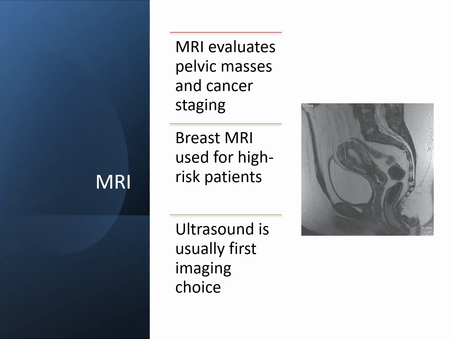Jump to MRI. So what is MRI used for in the female reproductive system? It provides detailed images of the pelvic organs, uterine masses, and ovarian masses. Ovarian cancer: MRI is very useful for detecting ovarian cancer, determining if cancer has spread to nearby pelvic structures, and cancer staging. Breast MRI is also used to differentiate between benign and malignant breast lesions and screen high-risk patients.